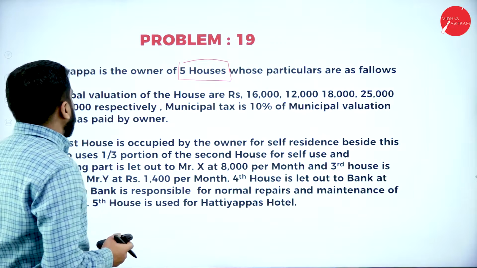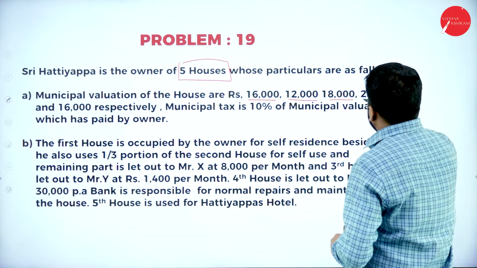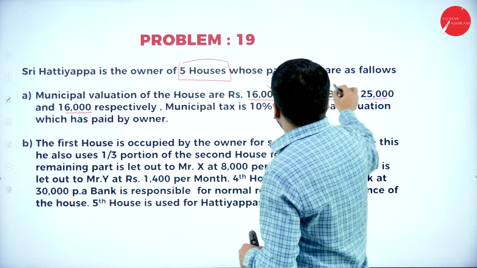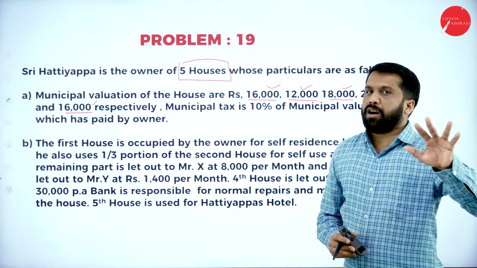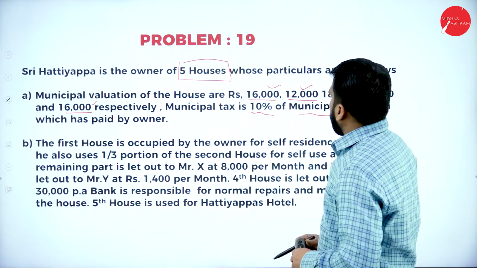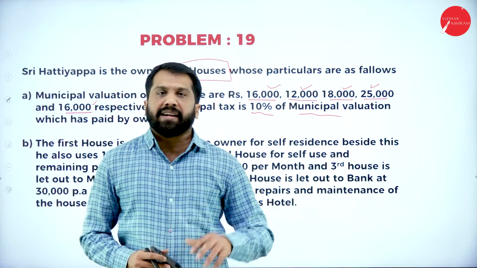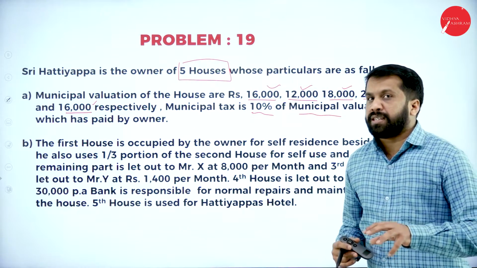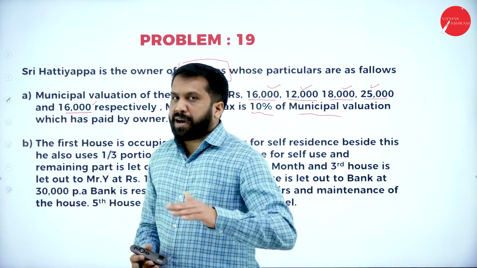First, the municipal valuation of the houses is 16,000, 12,000, 18,000, 25,000, and 16,000 respectively, for houses 1, 2, 3, 4 and 5. We have the municipal valuation of 5 houses. Now, the municipal tax is 10% of the municipal valuation. So what is the municipal tax given? The municipal tax is provided, almost 10% of the municipal valuation, which has been paid by the owner. Then, what is part B?